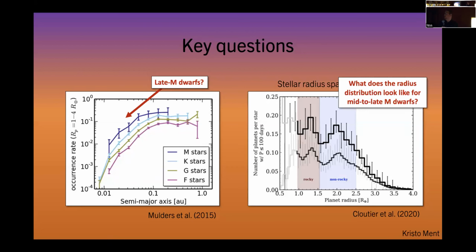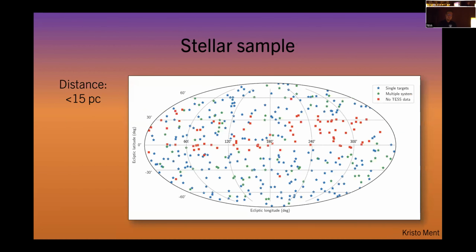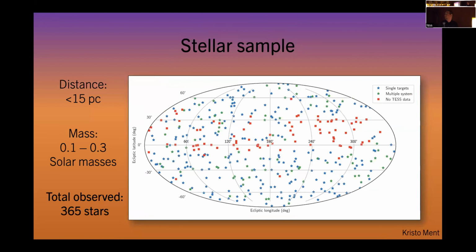And then I was also interested in looking into what the radius distribution of planets looks like around low mass dwarfs. So I started with a sample of all mid to late dwarfs within 15 parsecs of the sun. This is a well-defined sample compiled by Chen Winters, and it's limited to solar masses between 0.1 and 0.3. There's a total of 512 stars in that sample, but I only took the ones that had TESS data in the first 42 sectors. So that's 365.